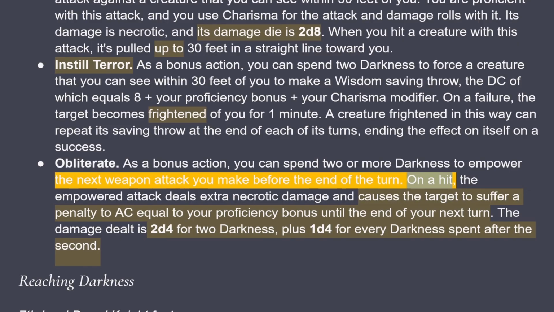So, potential feel bad moment, I think should and could be easily fixed by just clarifying the language to say before the end of your next turn, if you hit, or on your first hit after using this bonus action to empower your weapon. Or lean hard into the paladin and just copy paste the language: as a bonus action, which you take immediately after hitting a target with a melee weapon or unarmed strike, you can spend 2 or more darkness to empower your strike to blah blah blah, as is the 5.5e modern design for a bonus action smite.